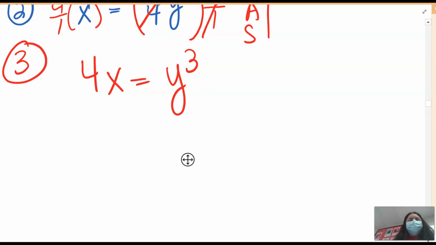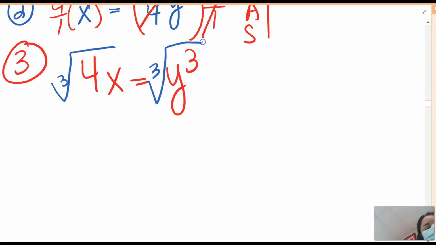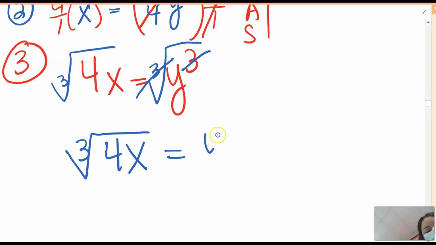Okay, and then how do I get rid of the 3rd? If it was squared, we square root it, but if it's cubed, you cube root it. Good. So you need the little 3 in the index, so the cube root of 4x and the cube root of y cubed. And then the cube root is going to cancel out the cube. So we're going to be left with the cube root of 4x equals y.